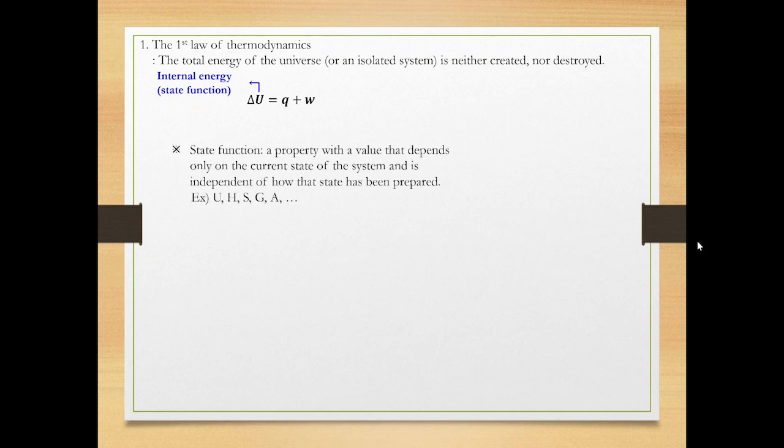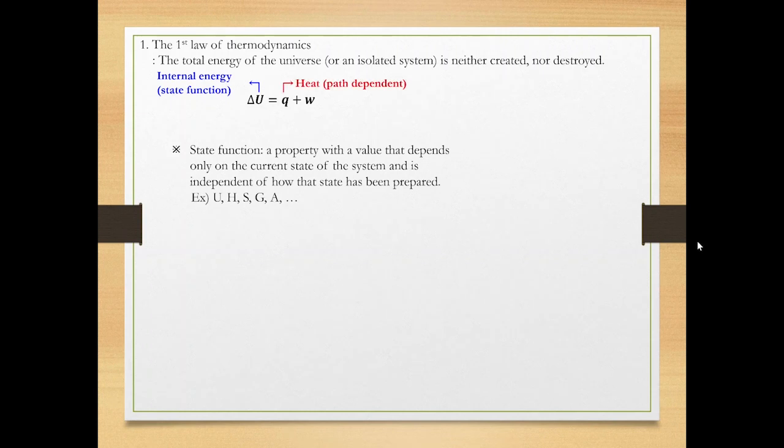Take note, a state function is a property with a value that depends only on the current state of the system, and it is independent of how that state has been prepared or independent of the path that the system may take. Examples of state functions are internal energy, enthalpy, entropy, Gibbs free energy, and Helmholtz free energy.